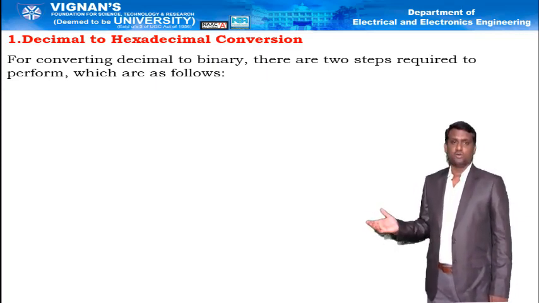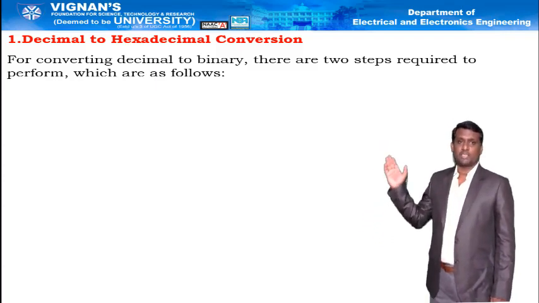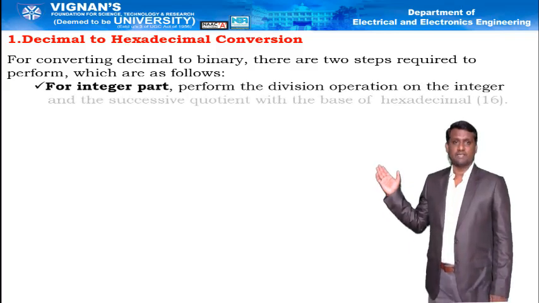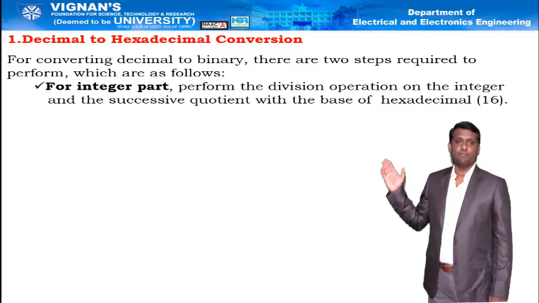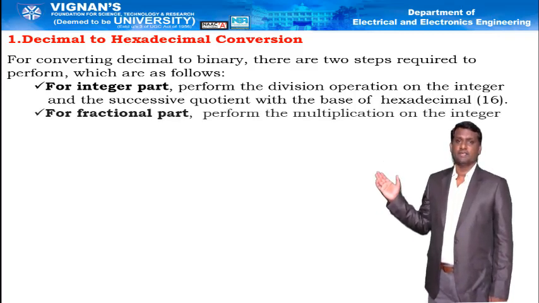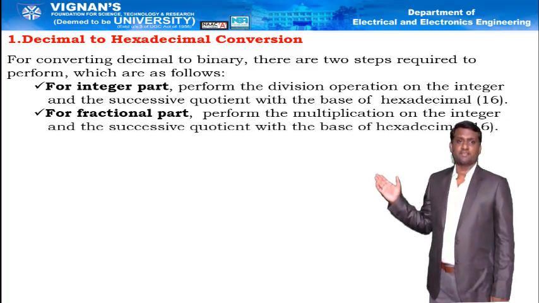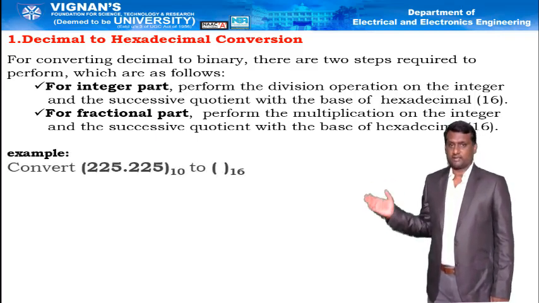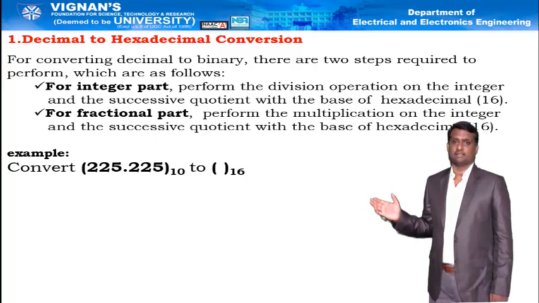The next one is decimal to hexadecimal number system. Like decimal to binary and decimal to octal, here also we have to perform 2 steps. For the integer part, perform the division operation on the integer and the successive quotient with the base of the hexadecimal number system. Similarly, for the fractional part, perform the multiplication with the base of the hexadecimal number system. Example, convert 225.225 base 10 into base 16.